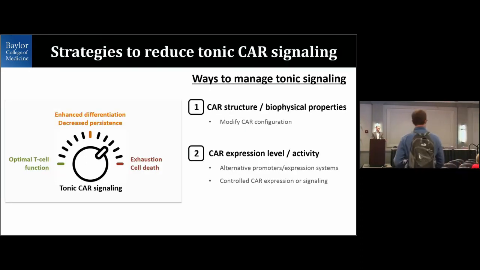And so I will stop here and quickly summarize what I've said. Tonic CAR signaling is bad for the cells. It can lead to a lot of bad things and ultimately jeopardize anti-tumor activity. To optimize the CAR, you need to minimize the tonic CAR signaling. You can do it either by modifying the CAR structure or by modulating expression level in various expression systems.